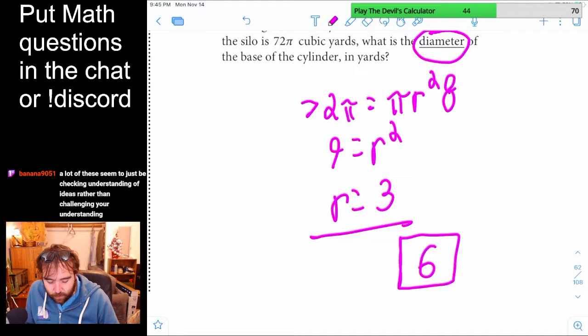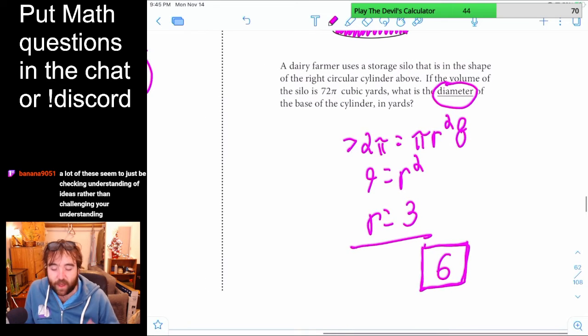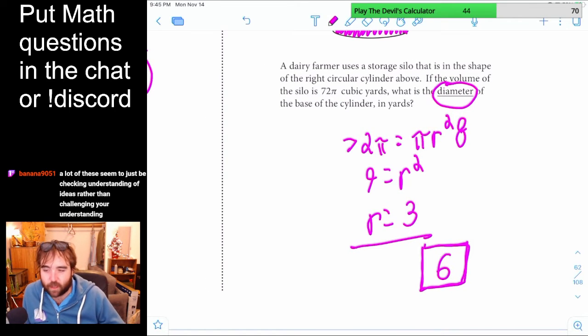They got no sympathy if you answer 3 to that question. Even though if you answered 3, you did the entire thing correctly. They got no sympathy for you. You've got to realize they're asking for the diameter, so you need to answer 6.